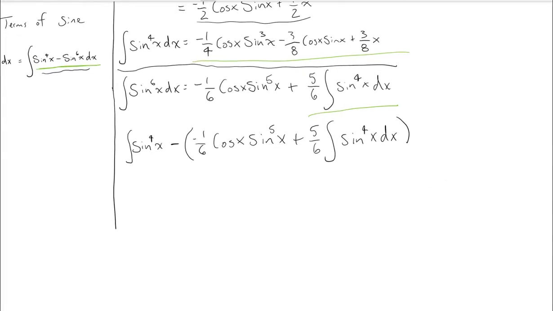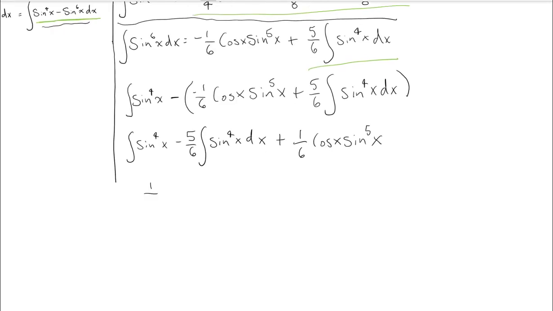We will distribute that negative, and we will get sine to the 4th of x plus, well, we'll have a minus 5/6 times the integral of sine to the 4th of x dx plus 1/6 cosine of x sine to the 5th of x. So that when we add these together, we just get 1/6 times the integral of sine to the 4th of x dx. This will be plus 1/6 cosine of x sine to the 5th of x.